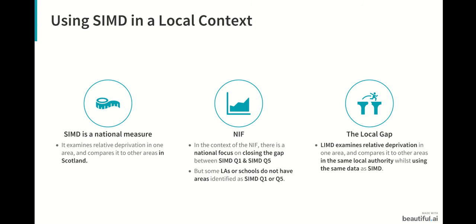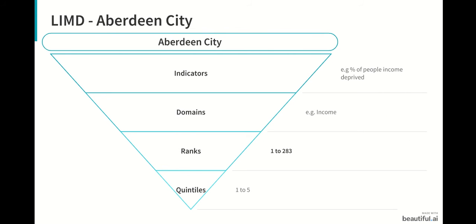So for example, looking at Aberdeen City, we are using the same background data as SIMD, but instead of looking at all of Scotland's 6,000 data zones, we are looking at all of Aberdeen's 283 data zones. From that analysis, we can build local quintiles of multiple deprivation, which are specific to Aberdeen City. This approach can potentially provide a bit of a clearer picture in respect of local deprivation.